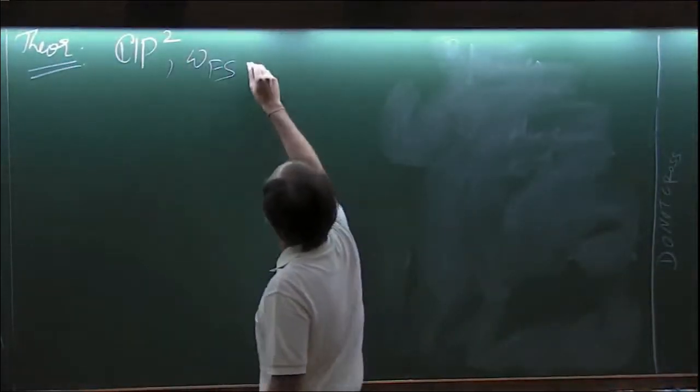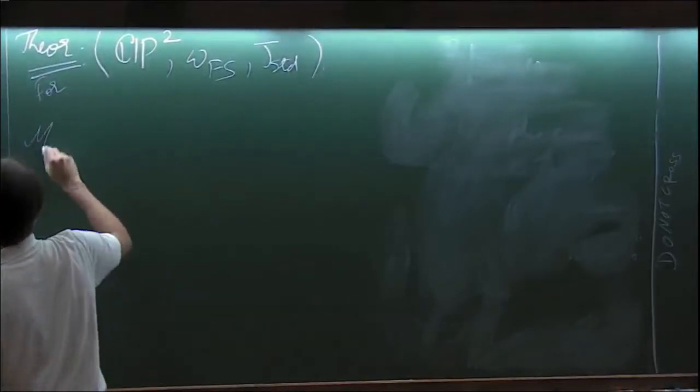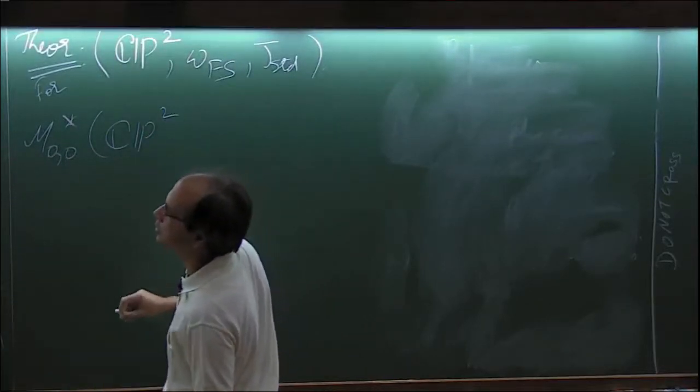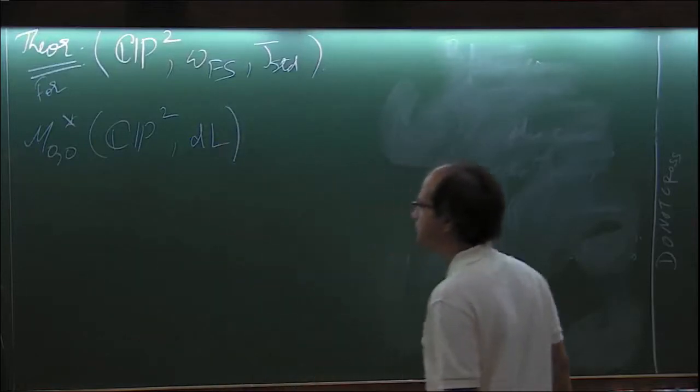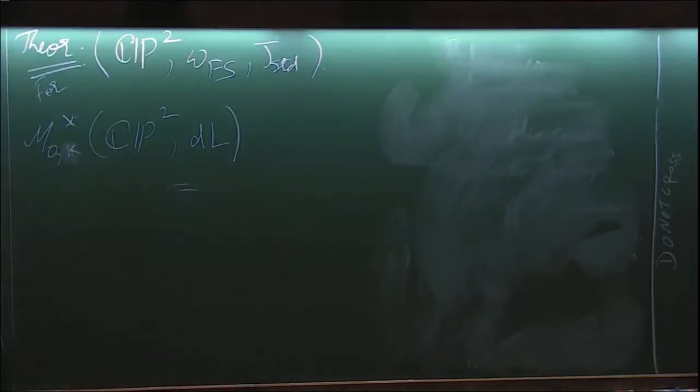Okay, so theorem. You look at CP2, let's say CP2, it's true for CPn, with the standard symplectic form and the standard complex structure. For this, your moduli space has the correct dimension. So what is the correct dimension here? What is n?